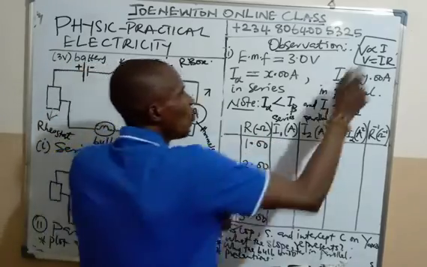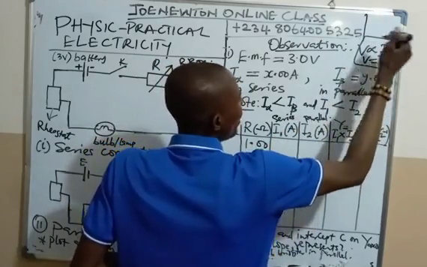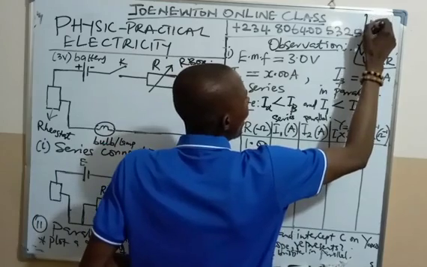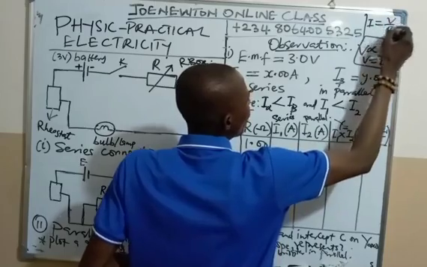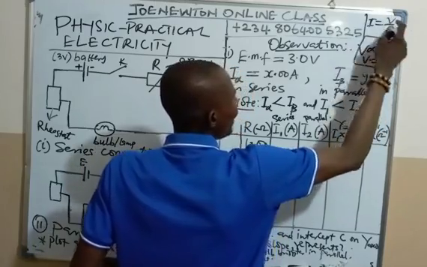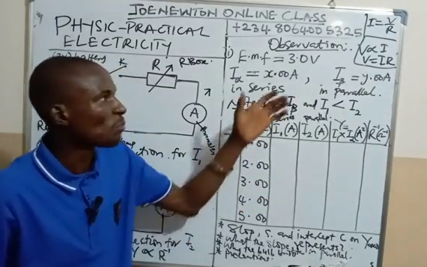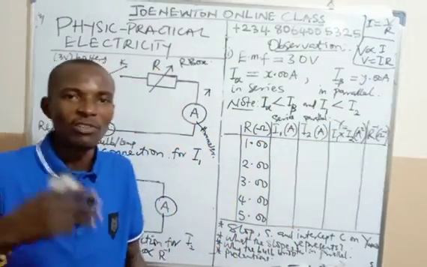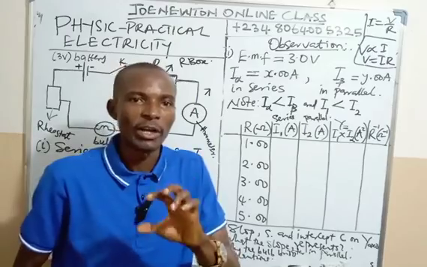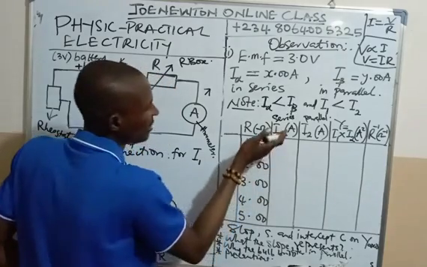So as you are increasing the resistance, the current will be decreasing. Because from this equation, V is equal to IR, therefore I is equal to V over R, which by implication means I is inversely proportional to R. So the current flowing in the circuit is inversely proportional to the resistance in the circuit. So the higher the resistance, the lower the current flowing in the circuit.